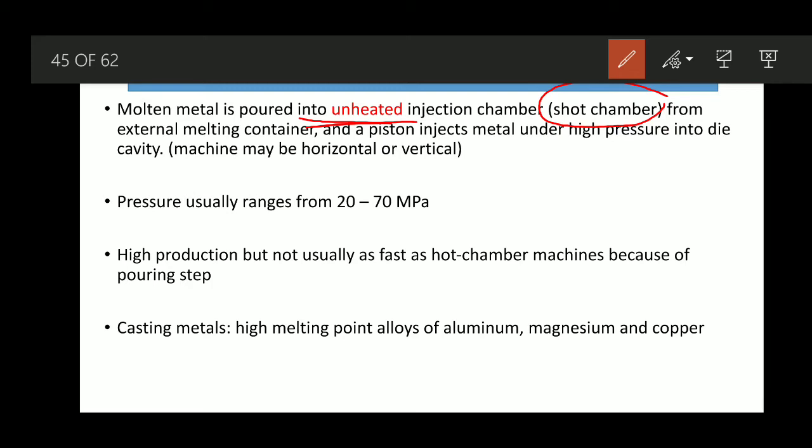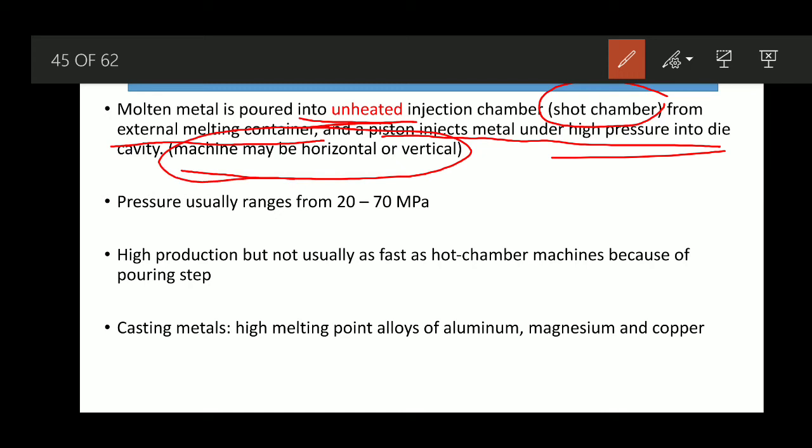Now this molten metal is poured into the unheated injection chamber from an external melting container. Then, just like the previous case, the piston injects the metal under high pressure into the die cavity. This setup may be either horizontal or vertical. The pressure is once again high, and its range is 20 to 70 megapascal. Generally, that is the range of pressure in which we work.